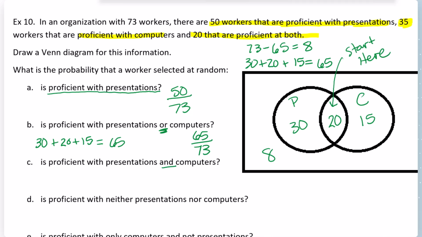Proficient with presentations and computers, there's only 20 of those in the overlap that were proficient at both. Proficient with neither presentations nor computers, that's referring to the 8 that are not proficient with either presentations or computers.